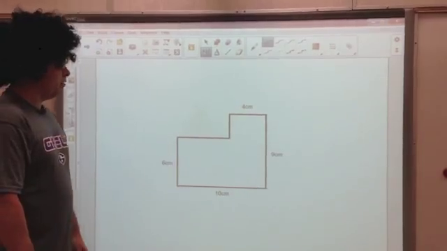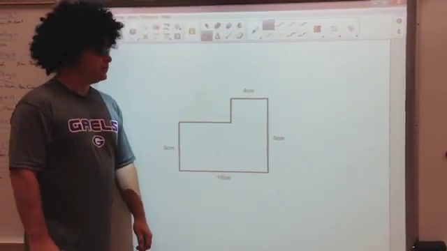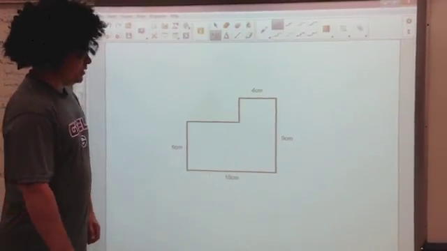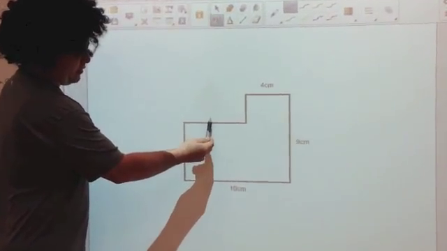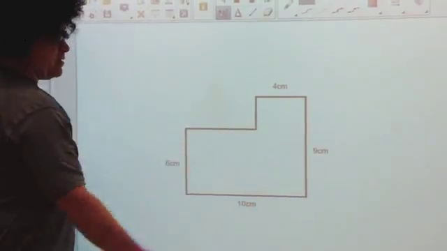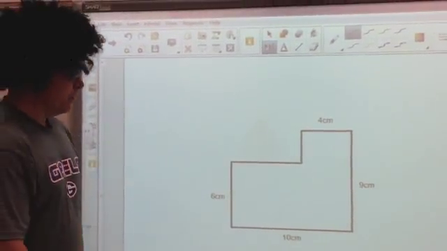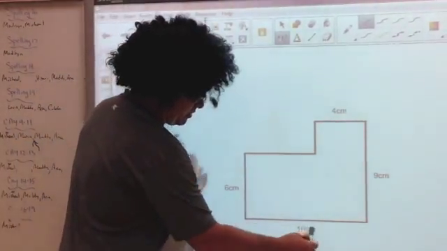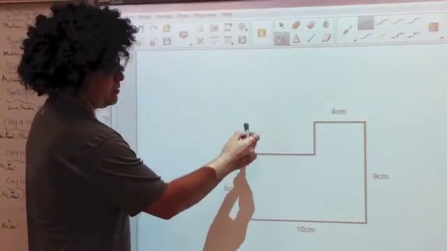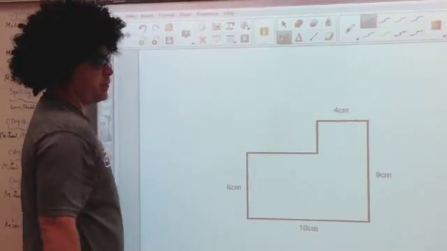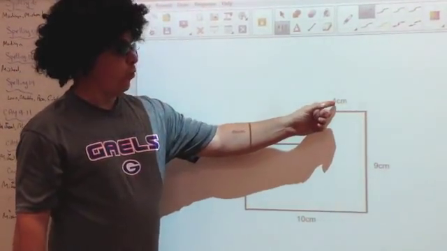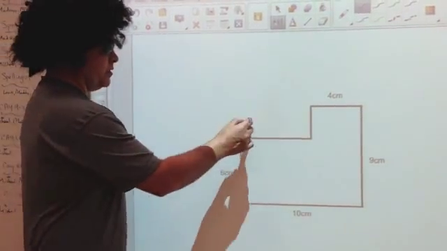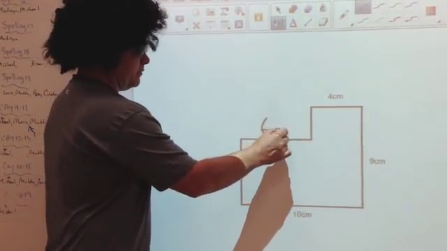If we move to this one, this is an irregular polygon, because you can see here there's some spots missing. So what we need to be able to do here is find this missing distance and that missing distance before we can add everything up. So to do that, what I'm going to do is I know that this distance down here is 10. So that means this entire distance across has to be 10 as well. I already have 4 there, so that means I have 6 left. So that means this one here has to be 6.